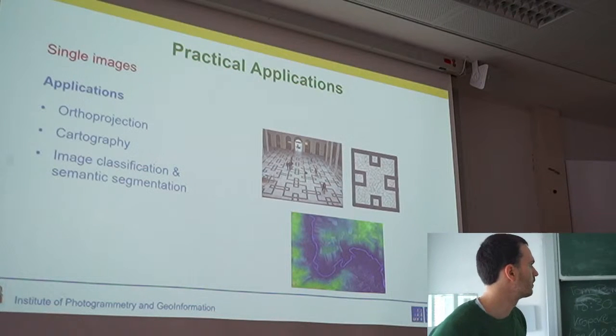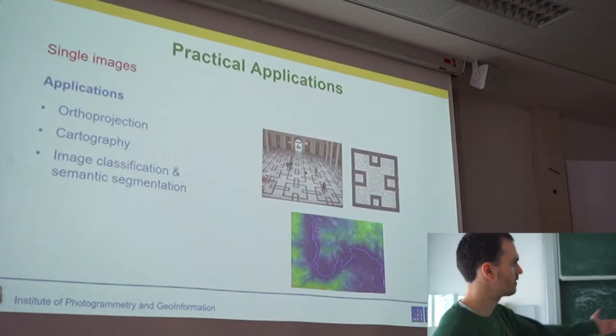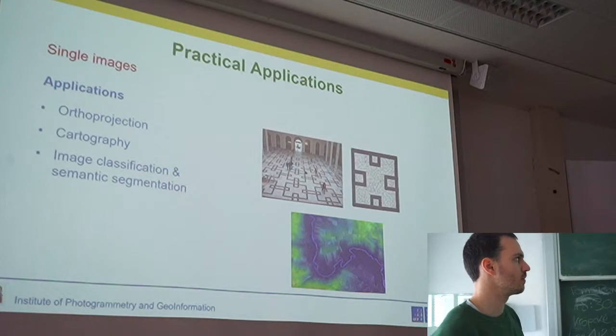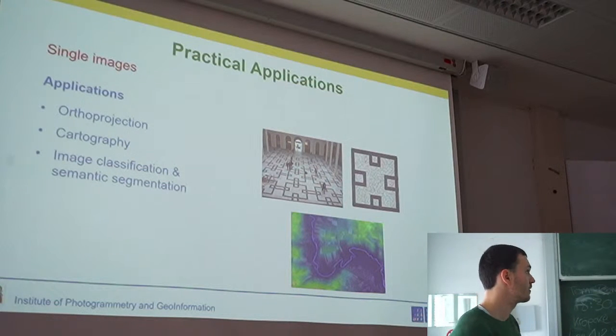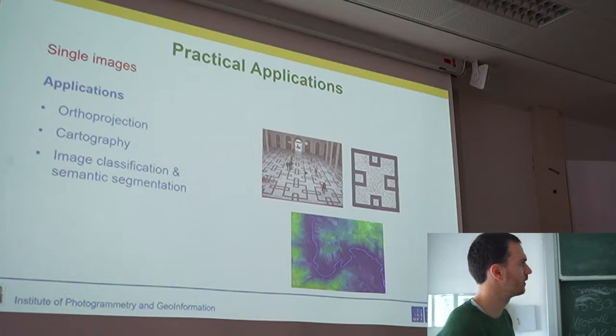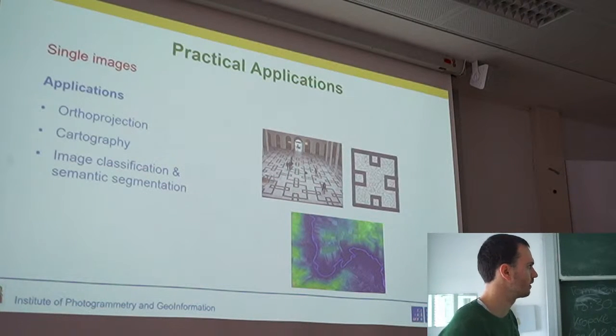We can do cartography, image classification, and semantic segmentation in single images, basically classifying objects in the image or pixel-wise classification as well. This is also interesting for applications like autonomous driving, where we have a monocular camera in the car and maybe want to detect if pedestrians walk in front of the car and things like that.